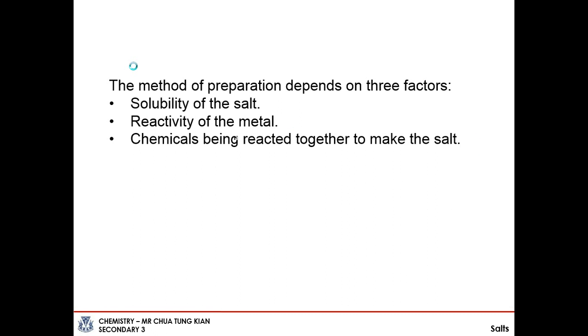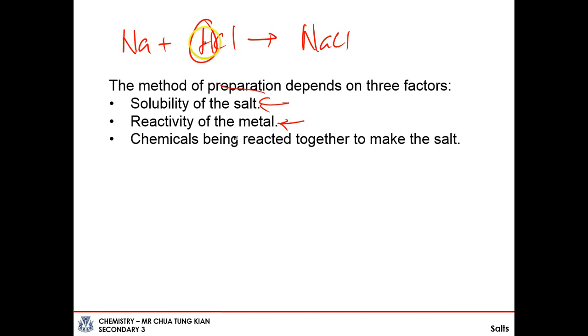As I mentioned just now, the method of preparation depends primarily on the solubility of the salt. If it is soluble, you have to prepare it in a more complicated way. If it is insoluble in water, you prepare it in a very simple way. Later we will take a look at this. It also depends on how reactive the metal is. Let's say I want to make sodium chloride. I can replace the H+ of HCl with sodium. Acid plus metal gives me salt and hydrogen gas.